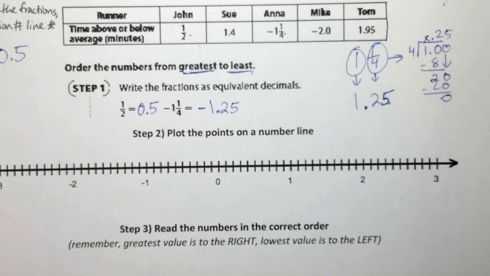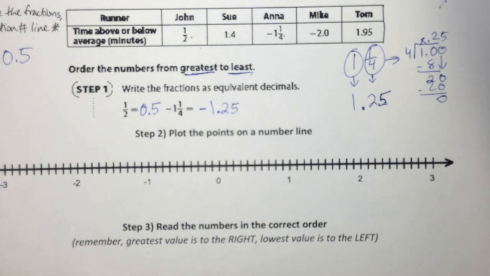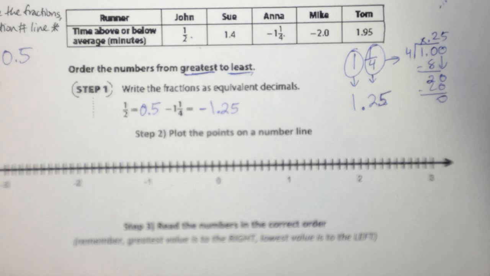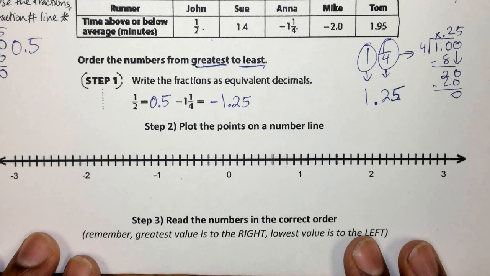Now, it says plot the points on a number line. We've practiced doing positive and negative numbers on a number line. We did that when we did absolute value. In our textbook, we have examples of doing positive and negative rational numbers, not just positive ones. So, let's go ahead and do our positive ones first.